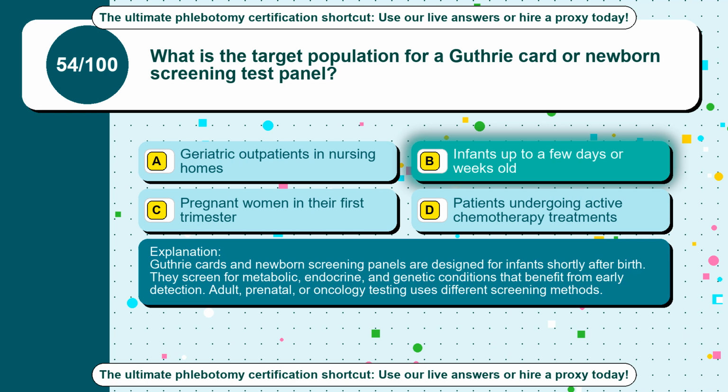GO3 cards and newborn screening panels are designed for infants shortly after birth. They screen for metabolic, endocrine, and genetic conditions that benefit from early detection. Adult, prenatal, or oncology testing uses different screening methods.